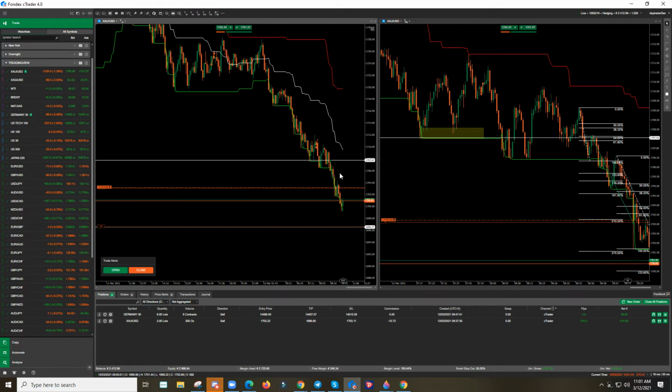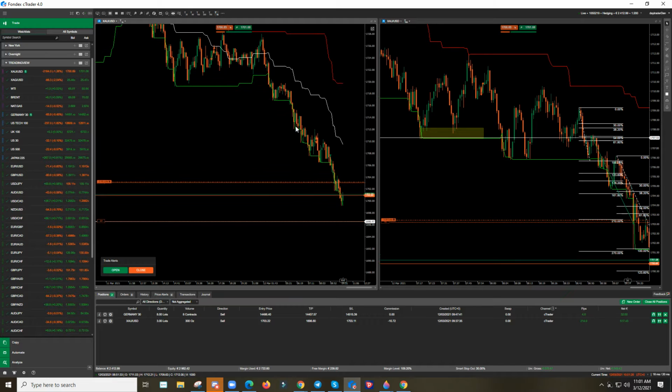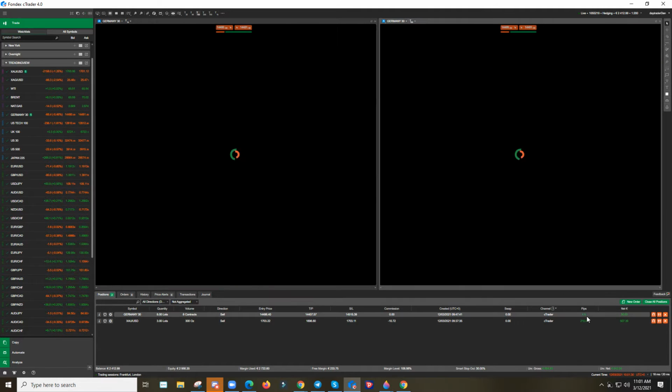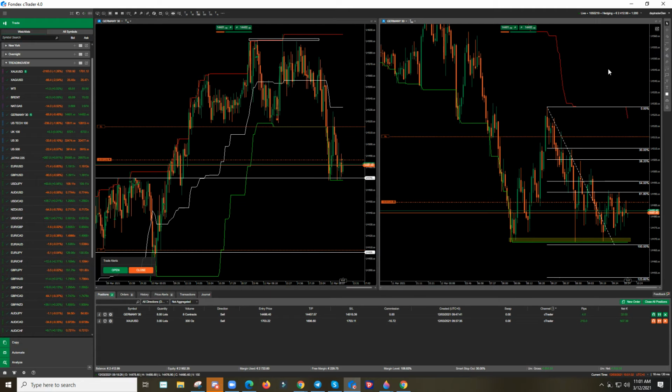Now I've removed that key level and I've started focusing on the next one, which is down here. And this is a pure momentum trade. So is the DAX. What we see is price action creating lower high, lower high, lower high, lower high, and it's all coming down to a decent support.